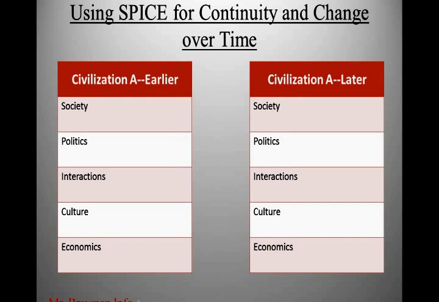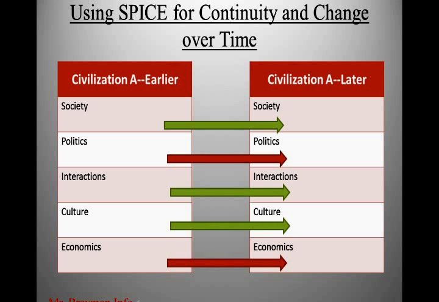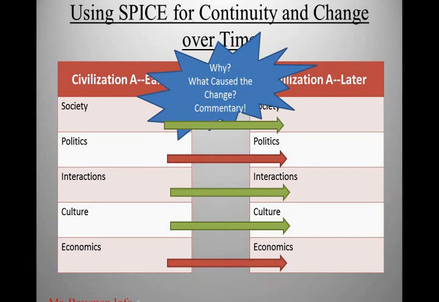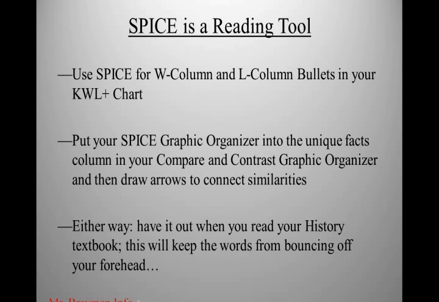We can also use SPICE for analyzing continuity and change over time. And so again, this time we take one civilization, let's say maybe China before the Han Dynasty, and then we take a civilization later, let's take Han China, and we'd do a SPICE graphic organizer for each, right, before the Han Dynasty and then during the Han Dynasty, and then we can take them and put them together. And we can look for things that changed and things that stayed the same. And then again, we need to come up with some analysis. Why did that change? What caused it to change? What's your commentary, right?